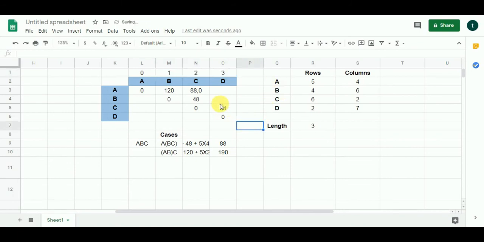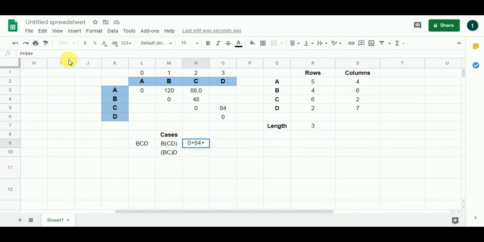Alright. The next problem that we will be working upon is going to be B, C and D. As you can see, these are the cases and we will be calculating their costs. So here the cost of B is going to be 0. As you can see, the cost of B is 0. And then we are going to get the cost of CD. So C and D, 84 is the cost of CD. I'll be putting 84 over here. Plus the cost of B multiplied with CD.